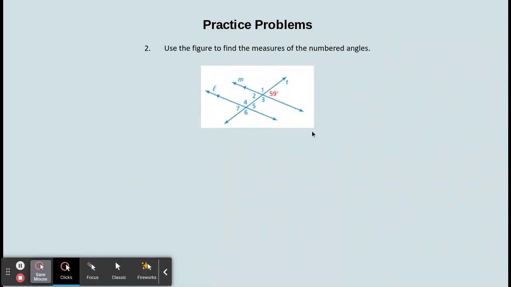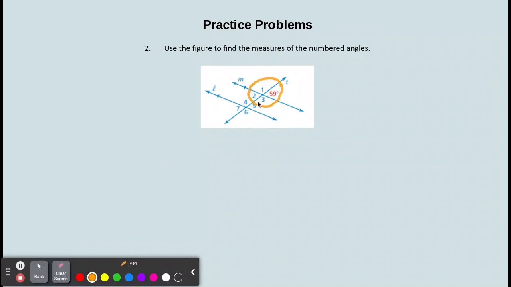Okay, some hints on practice problem number 2. We need to use this figure to find all 7 angles. Now remember, this set here is exactly the same as this set here. So we can focus on angles 1, 2, 3, and the 59 degrees, and we should be able to easily find those ones. Okay, but let's try to find 1, 2, and 3. So for 1 and for 2, we could see that 59 degrees and angle 2, they're vertical angles, meaning they must be equal.